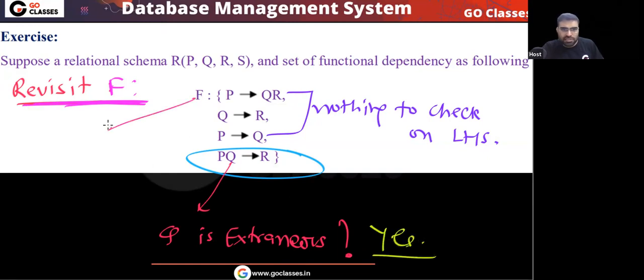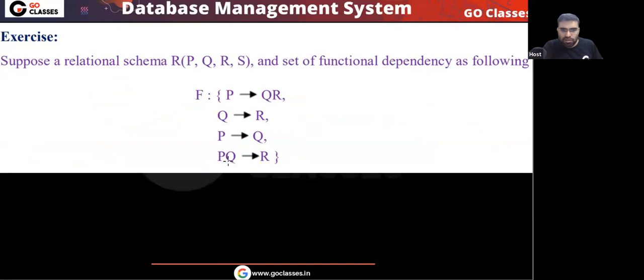Because in this F, you will find what is P plus. P plus will be PQR. So you can see that in this F, this P is determining R. Yes or no? This P contains R. So I can say this Q is also extra, so I can remove this Q also. Because this Q is extra, I can remove this Q.